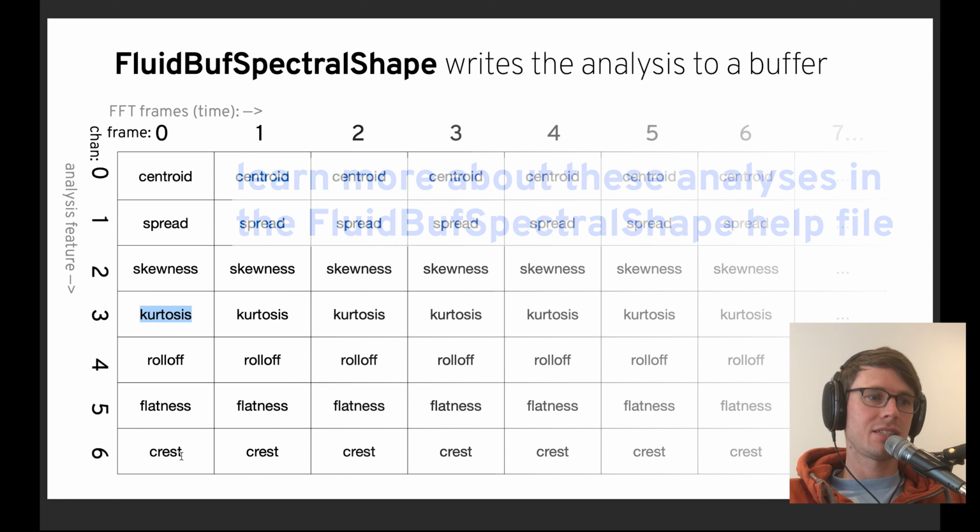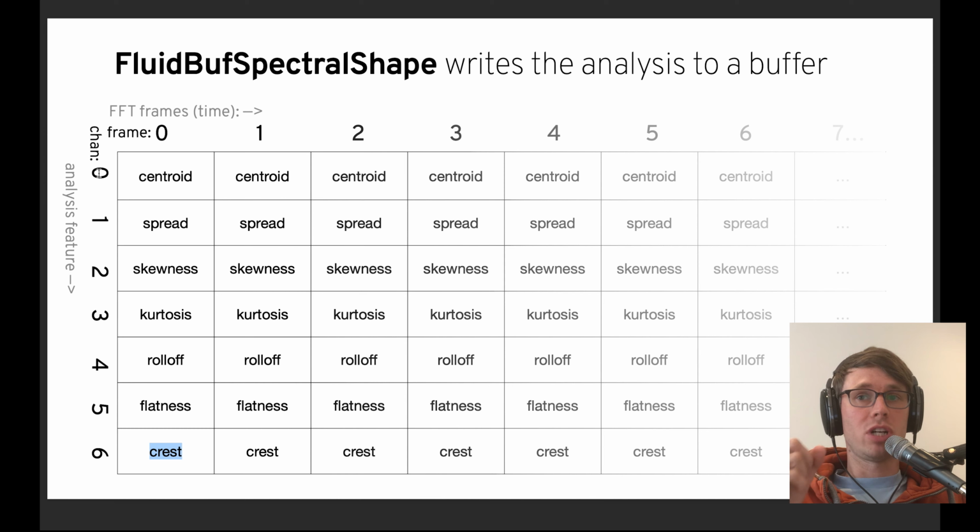and spectral crest. Because the buffer that it's analyzing is just one channel, we get these 7 channels for the 7 analyses. If the buffer we were analyzing was 2 channels, we would get 14 channels in our spec buffer. 7 channels of analysis per channel in the input buffer.